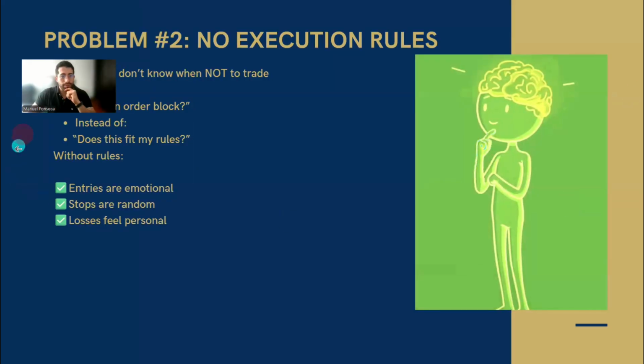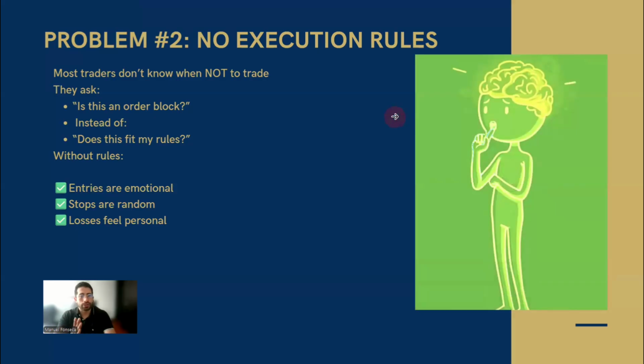Now, this is problem number two. Most traders don't know when not to trade. This is important, I'm going to repeat it twice. Most traders don't know when not to trade. So they ask, is this an order block, instead of asking, does this fit my rules?